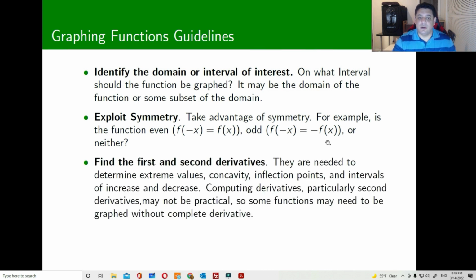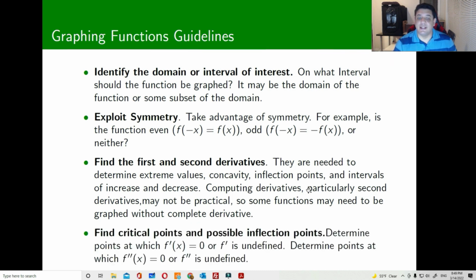After making this consideration, we can find the first and second derivative of the function. Those are needed for finding the extreme values, concavity, inflection points, and intervals of increase and decrease. Computing derivatives, particularly the second derivative, might not be so practical in some cases. So some functions might need to be graphed without complete derivatives, just the first one at least.